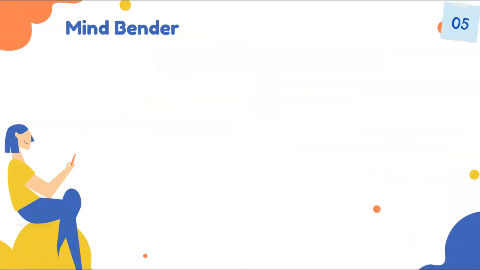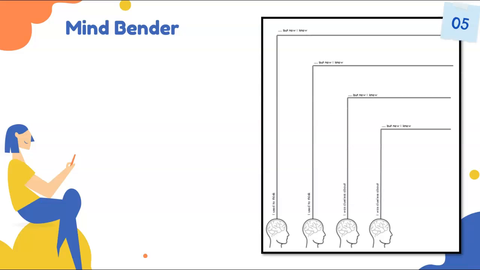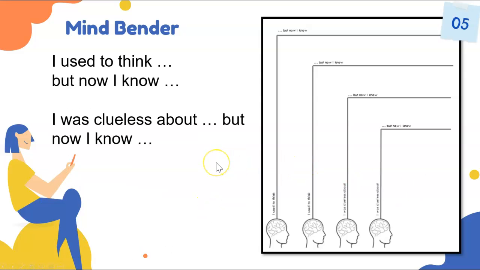Here is an example of the reflection from the first 4 days. This is called a mind bender. They can choose from I used to think, but now I know, or they can choose from I was clueless about, but now I know. So they would fill out this area. I used to think, but now I know. I was clueless about, but now I know.